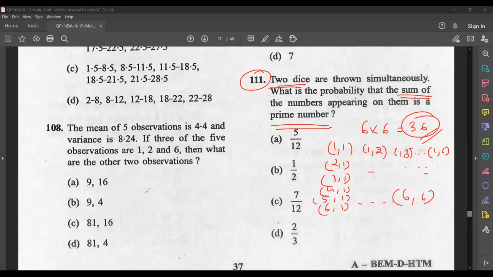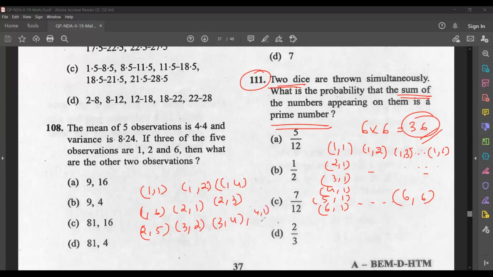So if I write them, that will be 1,1, 1,2, 1,4, 1,6, 2,1, 2,3, 2,5, 3,2, 3,4, 4,1, 4,3, 5,2, 5,6, 6,1, 6,5. So these are the elements. So how many are there?